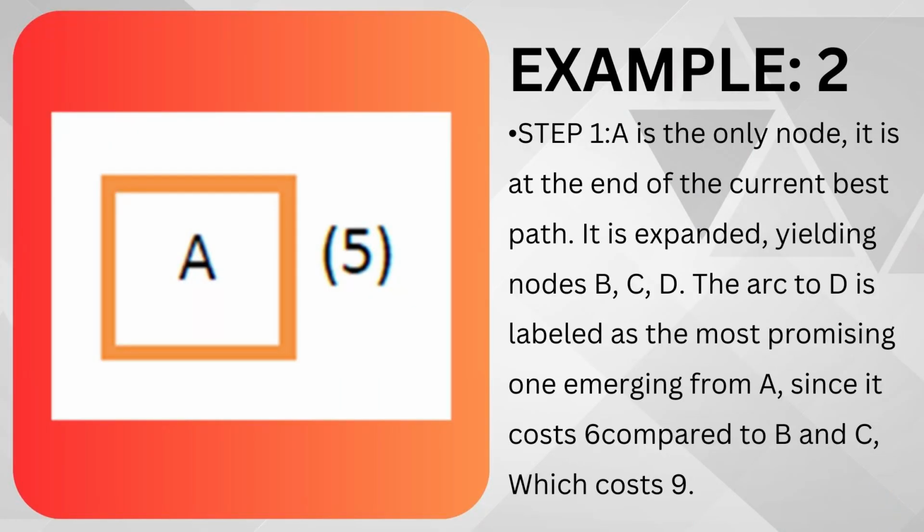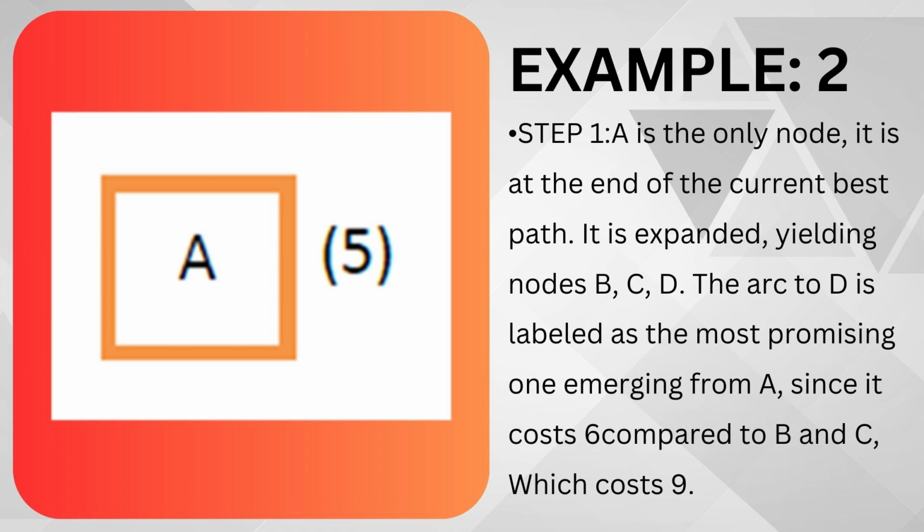So, we have another example where you can see that we have the A value. Here A is the only node. It is at the end of the current best path. It is expanded yielding nodes B, C, D. The arc to D is labeled as the most promising one emerging from A, since it costs less compared to B and C, which cost 9.